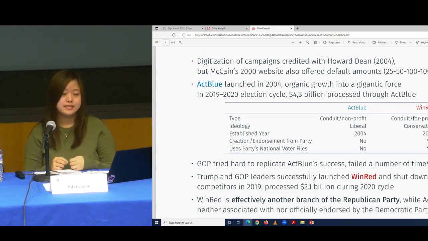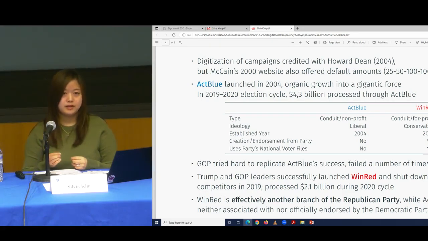And come 2019, Trump, McCarthy, and McConnell got together to push for a top-down approach to coordinate this fundraising platform. So in mid-2019, WinRed was launched, which was supposed to be the ActBlue equivalent on the GOP side, and it did have phenomenal effects in the same cycle. This was a very, very young platform, but it ended up processing $2 billion, right?